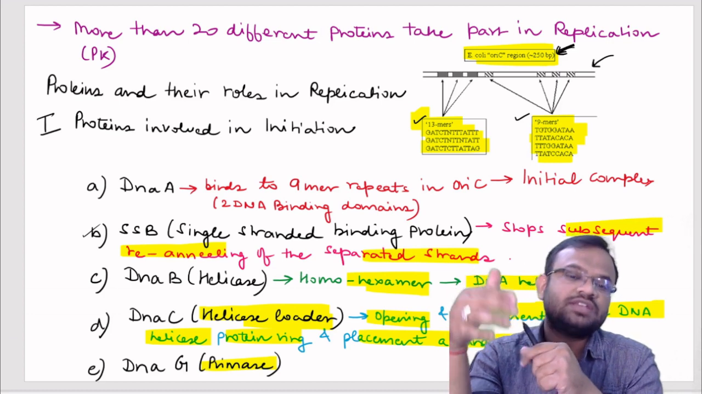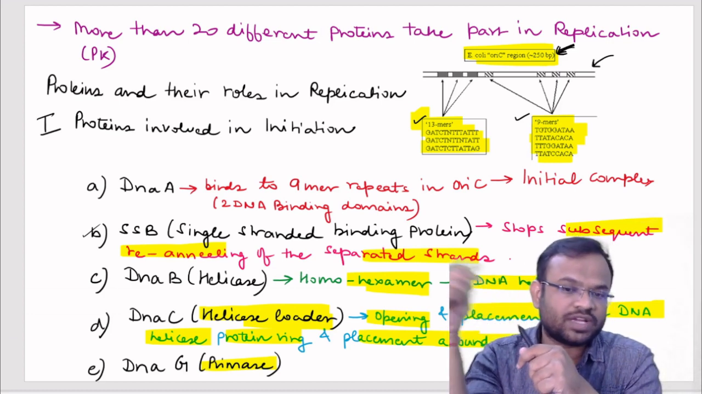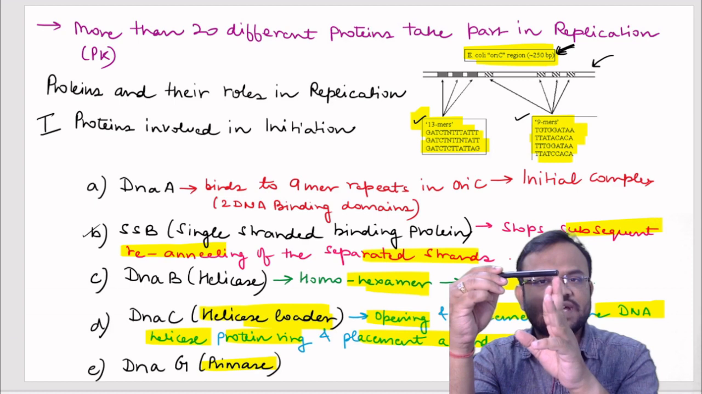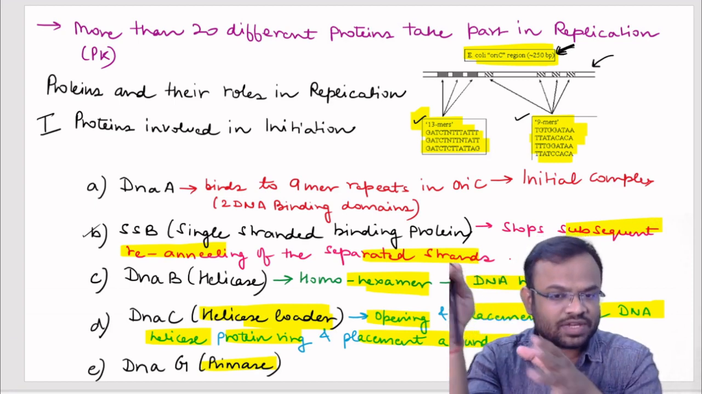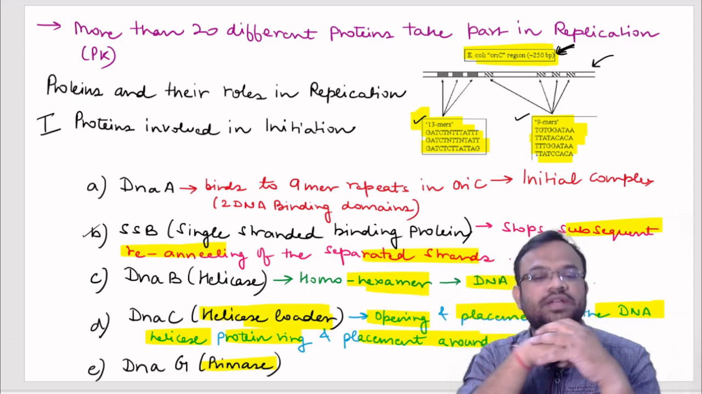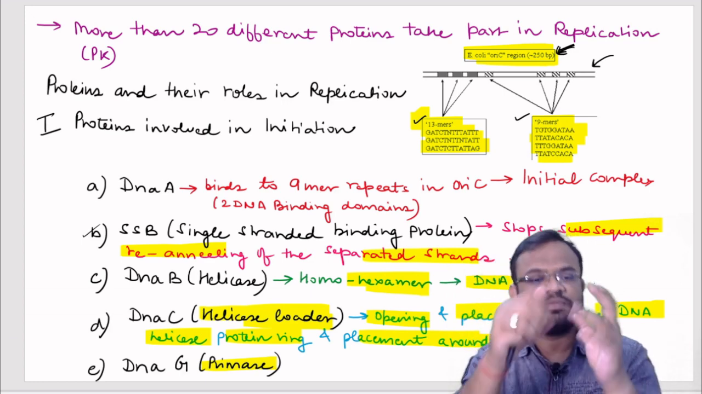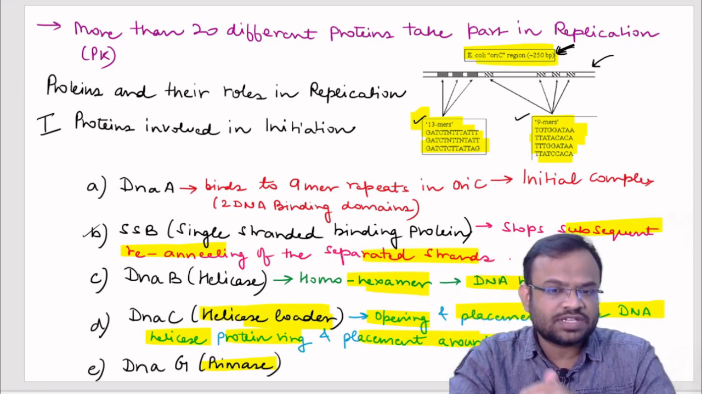This DnaG is actually an RNA polymerase. That means it synthesizes RNA. That means the primer is RNA in nature, not DNA in nature. Okay, I believe you would have understood that DnaG is a primase.